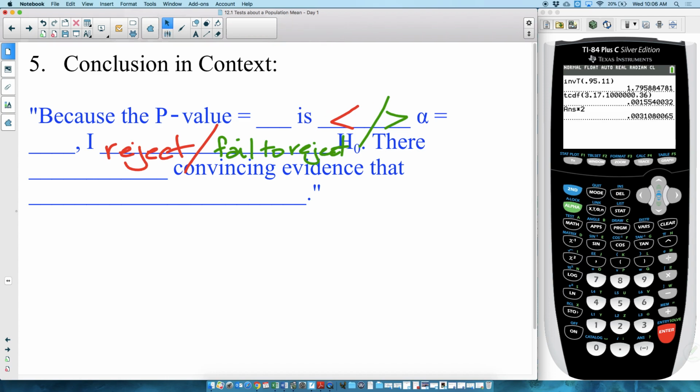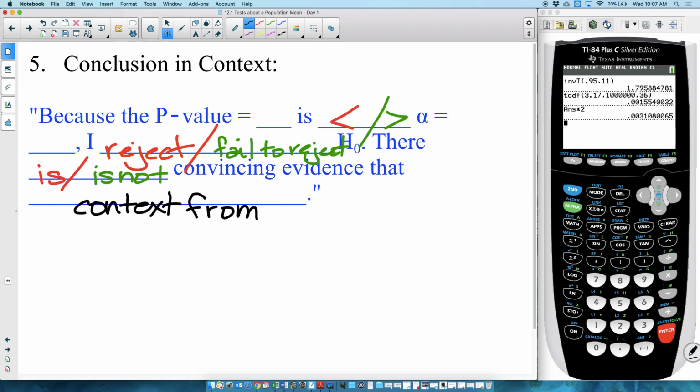There is, if you reject it, or is not, if you fail to reject, convincing evidence that, and then I steal the wording right out of the question. I will literally cut and paste on my computer, but steal the wording right out of the question. Context from question. Steal their wording.